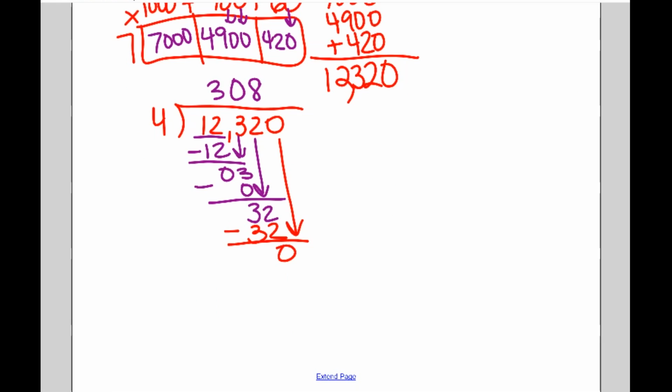Bring down the next number. How many times does 4 go into 0? 0 times. 0 times 4 is 0. Subtract it out. I get 0. Are there any other numbers to bring down? No. So obviously this is our final answer of yards. That's how many yards it is.